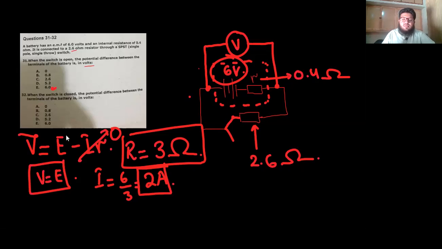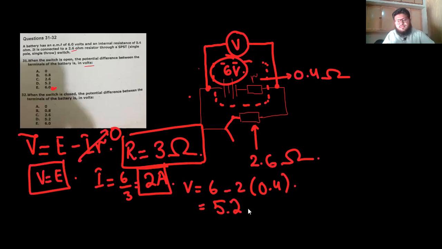अब करंट को यूज करते हुए आप टर्मिनल पोटेंशियल डिफरेंस निकाल सकते हैं इसी फार्मूला में, बस प्लग इन कर दें, ठीक है। तो 6 माइनस 2 इंटू 0.4 हो जाएगा, और जो भी आपका आंसर आ गया वो आपका आंसर है। तो ये 5.2 आ गया वोल्ट्स, ठीक है। तो ये 5.2 आपका D आंसर है इसमें। क्लियर?